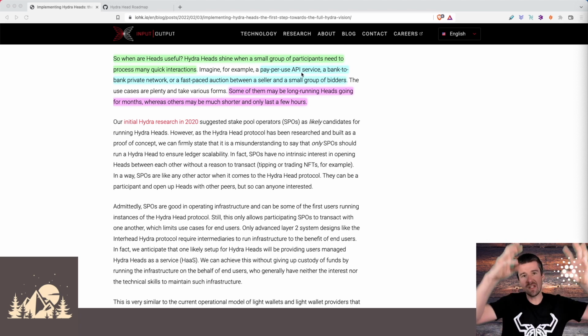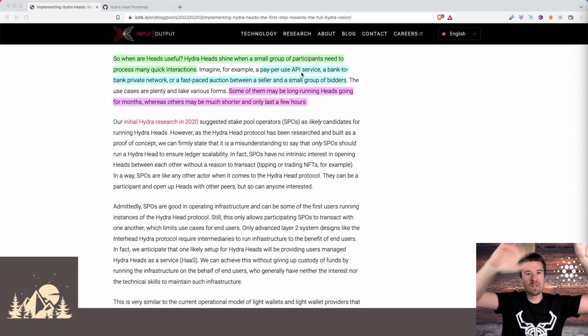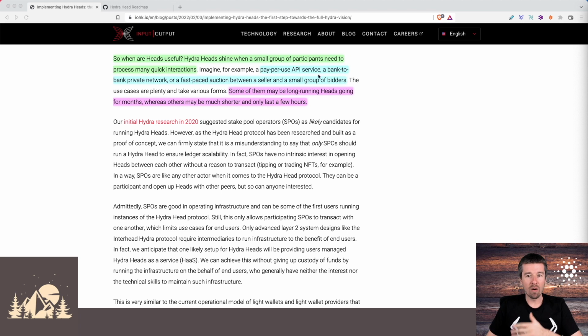Imagine you've got a sequence of transactions going back and forth between 2, 3, or 10 people, and then once that's all done, you want to settle it back down. Or a bank-to-bank private network where it's maybe just 1 or 2 or 3 banks that are sending things back and forth, and then every now and then they just reconcile back with the layer one blockchain.